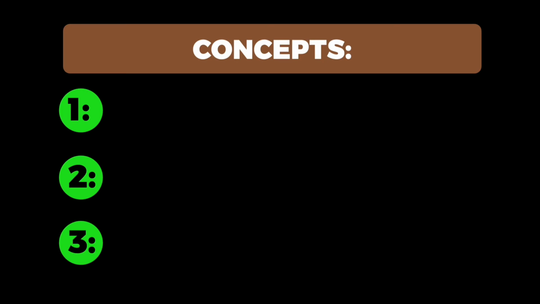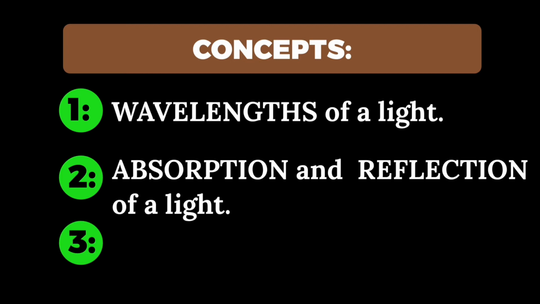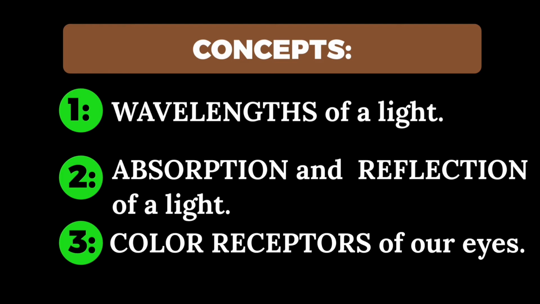Let's begin by clearing up these three concepts: wavelength of light, absorption and reflection of light by a surface, and color receptors of our eyes.